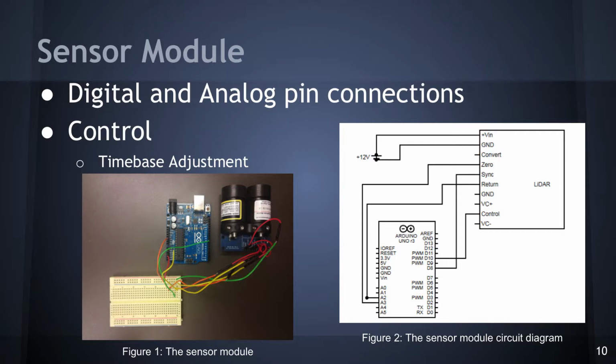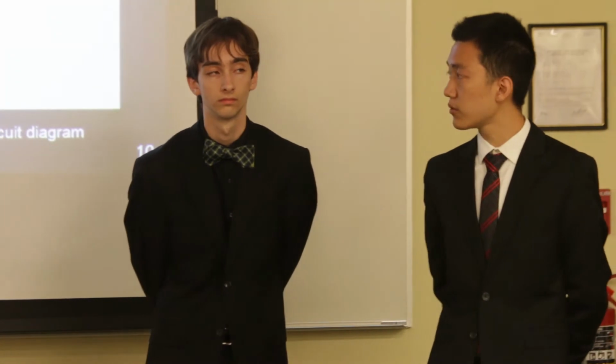The OSLRF also includes an analog input pin, which is called control, and it can be used to control the timebase according to the types of measurements we want. A 12-volt wall power supply was used rather than the Arduino because the Arduino can only output 5 volts and 3.3 volts.